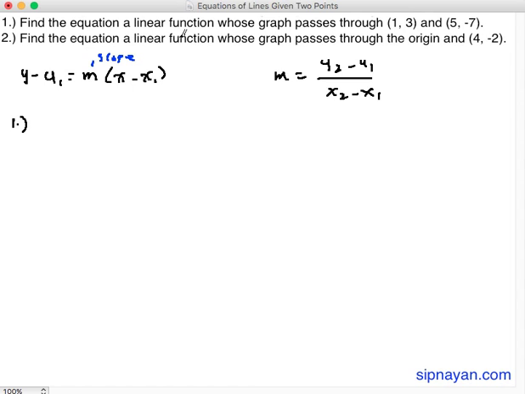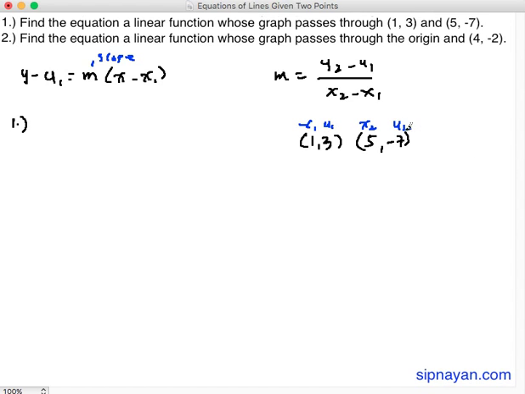So, find the equation of a linear function whose graph passes through 1, 3, and 5, negative 7. So, para mas madali, i-label natin, we have 1, 3, and 5, negative 7. So, i-label natin, we have this one is x sub 1, y sub 1, and then x sub 2, y sub 2.